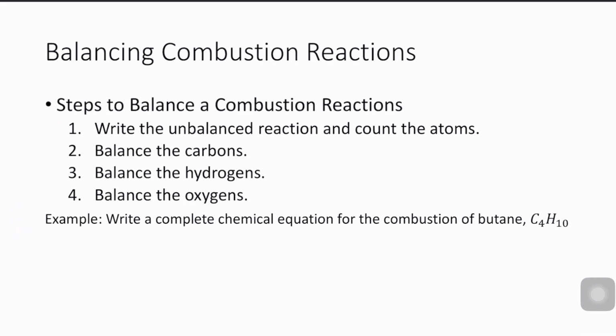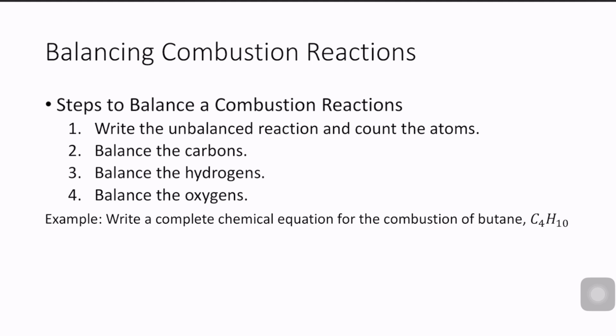So here are the steps to balancing a combustion reaction. You want to write the unbalanced reaction and count all of the atoms, balance the carbons, balance the hydrogens, and then finally balance the oxygens. So let's look at an example. We want to look at the combustion of butane.